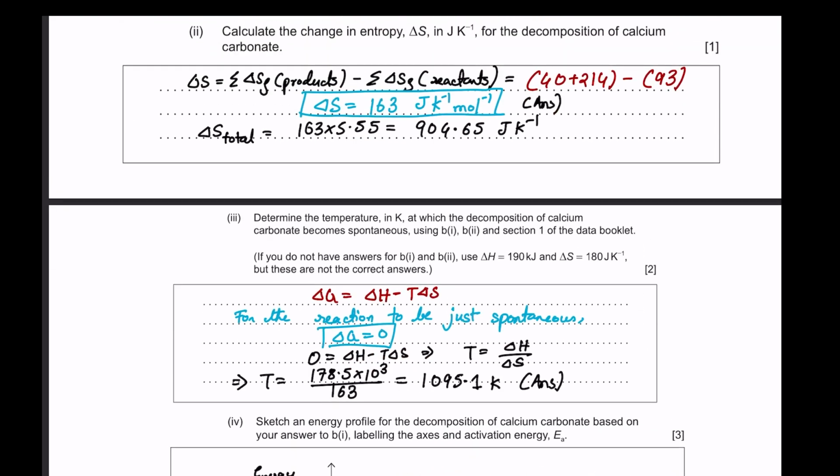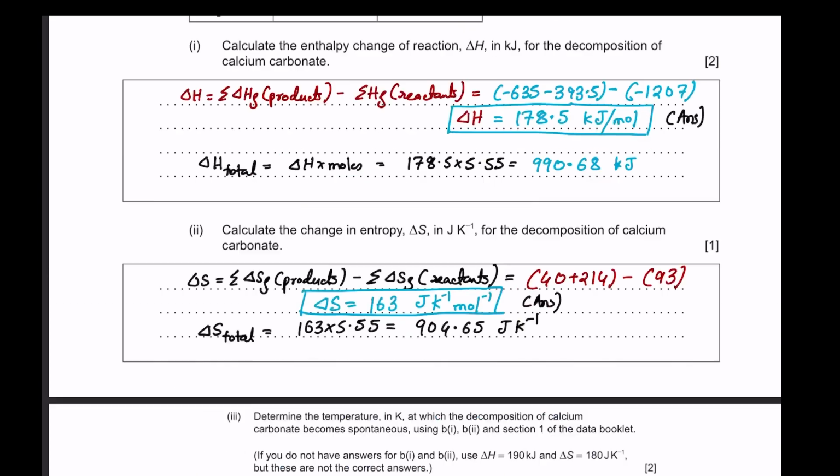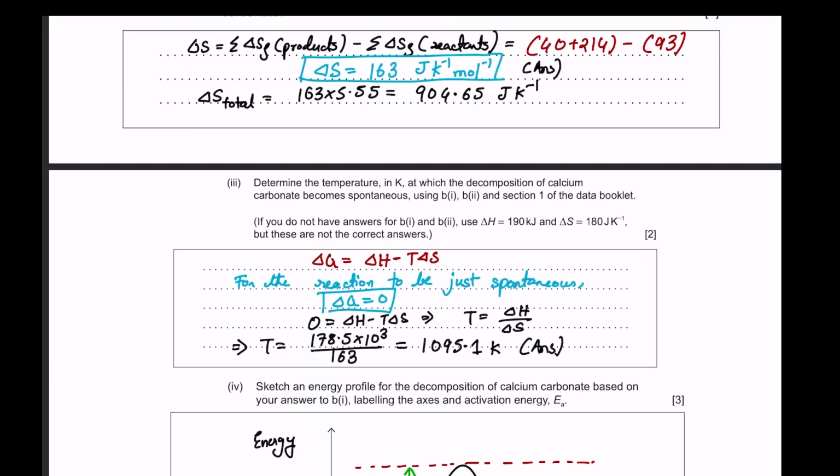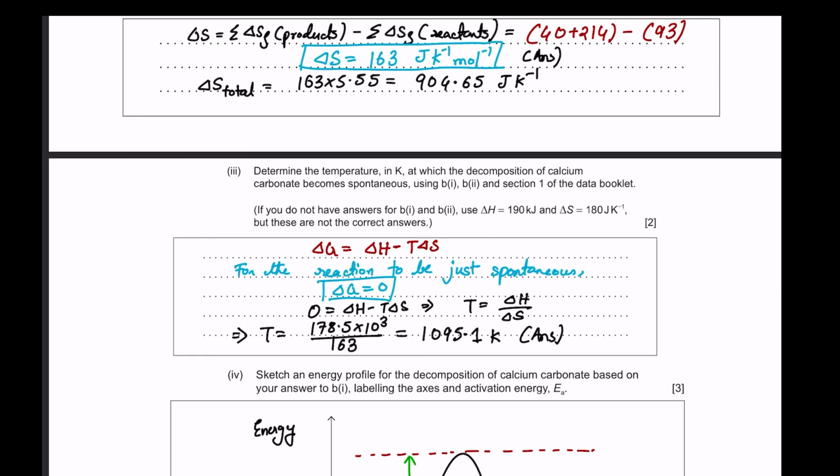The next question is, determine the temperature in kelvin at which the decomposition of calcium carbonate becomes spontaneous, using B1, B2 from section 1 of the data booklet. Now we don't need this data because we already know the values of B1, B2. So let's try to solve this question. We need to find the temperature.